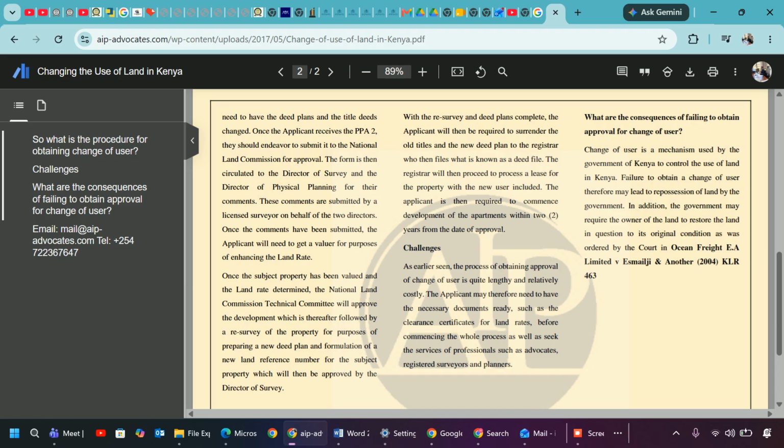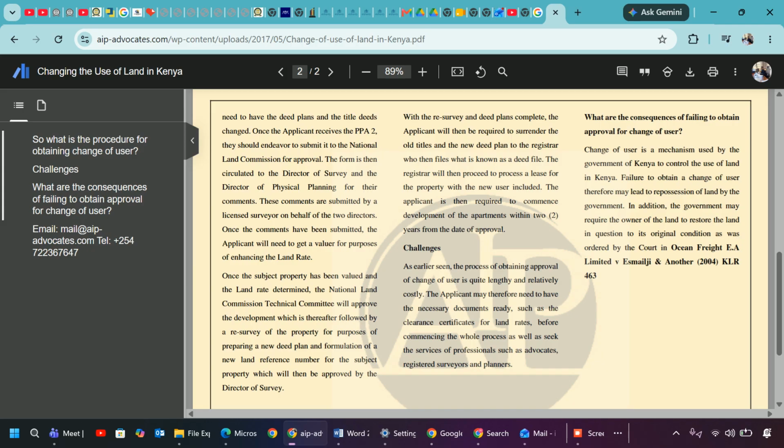Before we reach there, the blog tells us that the applicant will need to get a valuation for purposes of enhancing the land rate. Because if you look at the challenge, the applicant must have his documents ready, and failure to have a clearance certificate for land rates, it appears that the same will be a technical problem.